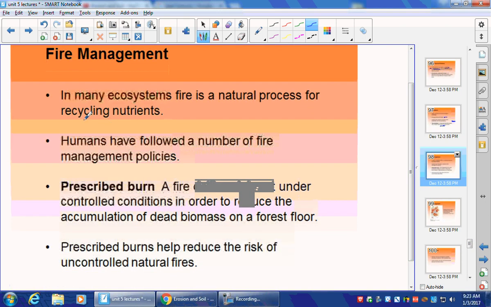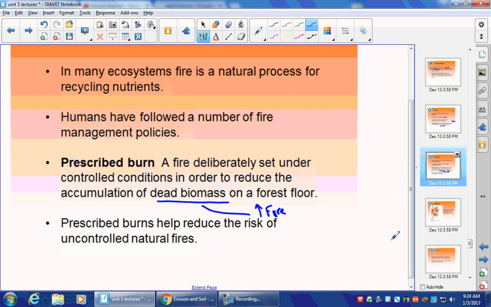Okay, fire management. Fire is a natural process for recycling nutrients. So remember our nutrient cycles. Humans have followed a number of fire management policies. Prescribed burn: fire deliberately set under controlled conditions to reduce the accumulation of dead biomass. Dead biomass does increase the risk of fire. So if we protect the forest too much, stop natural processes from happening, even if our precious houses are in the forest, then we risk great fires that are really hard to put out.